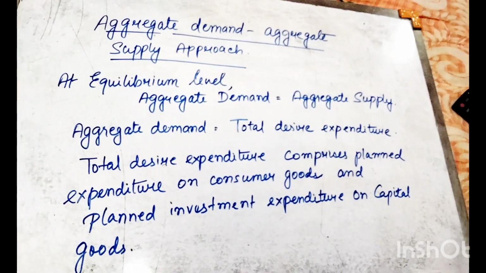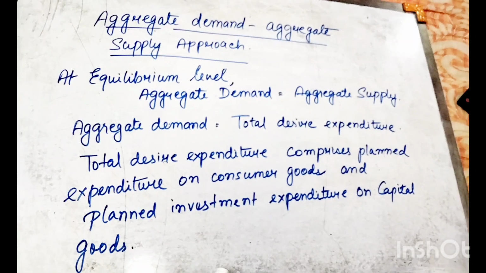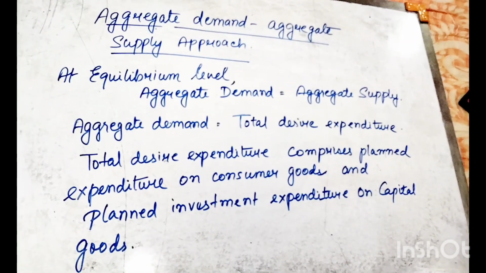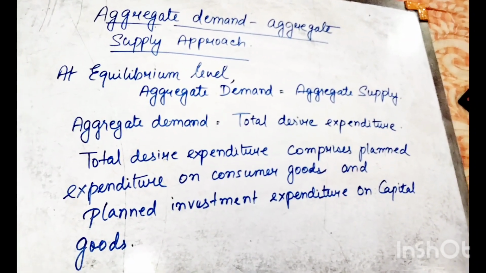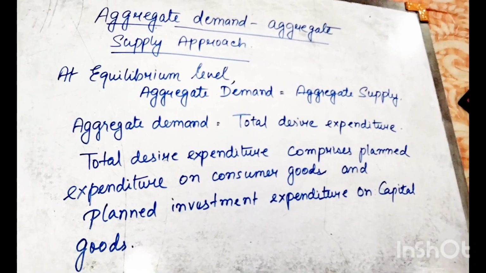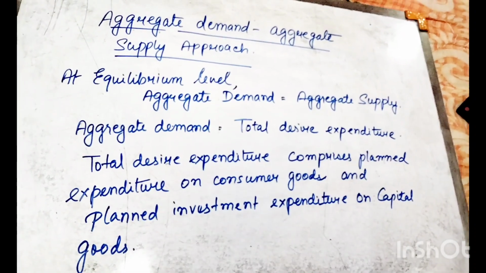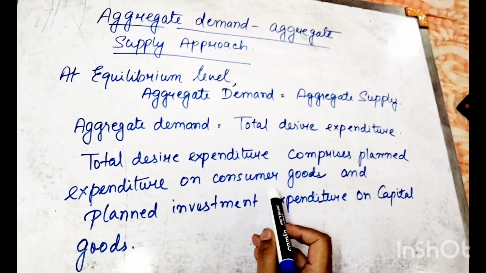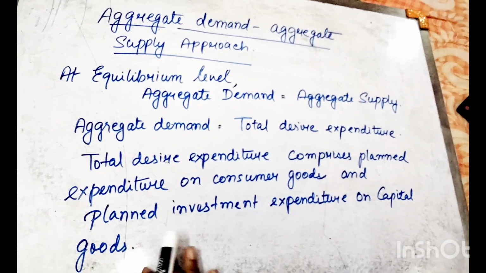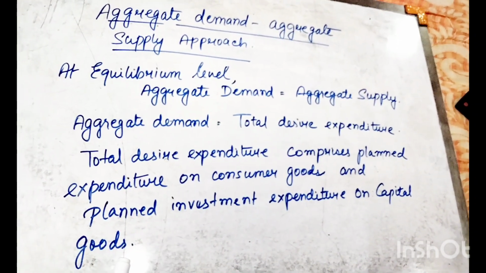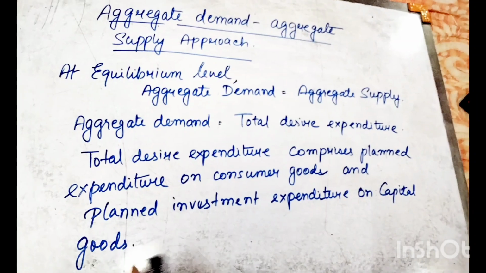Now this total desired expenditure comprises planned expenditure on consumer goods and planned investment expenditure on capital goods.